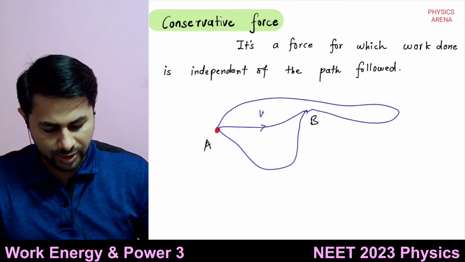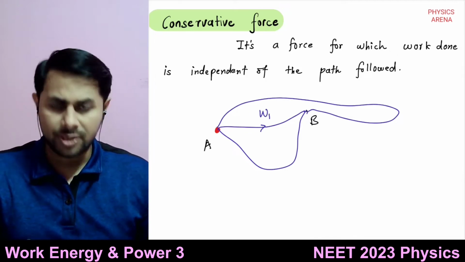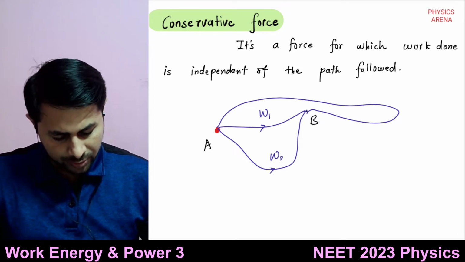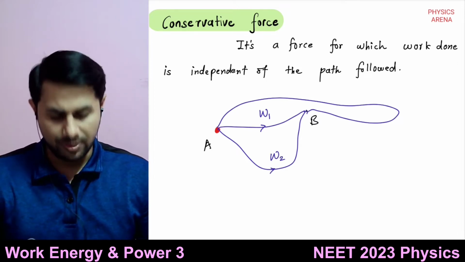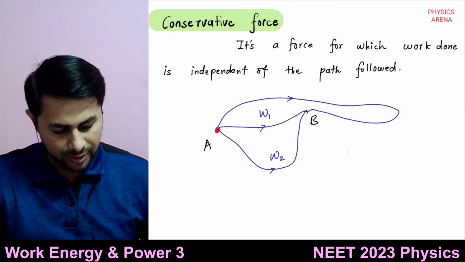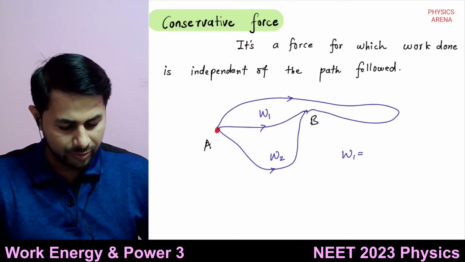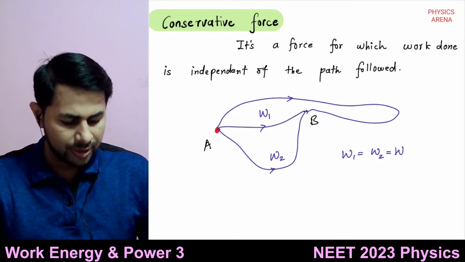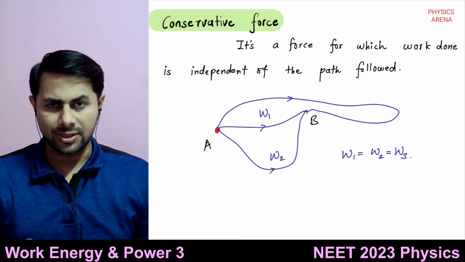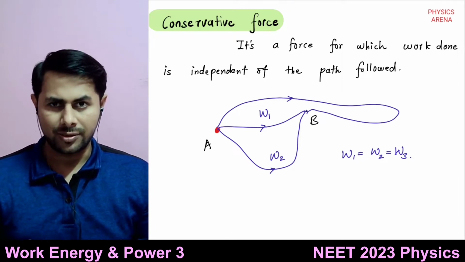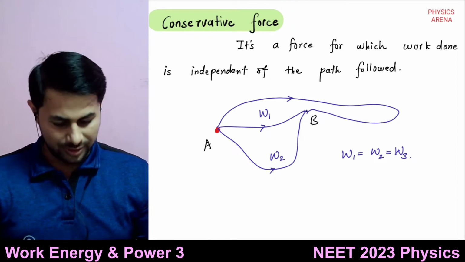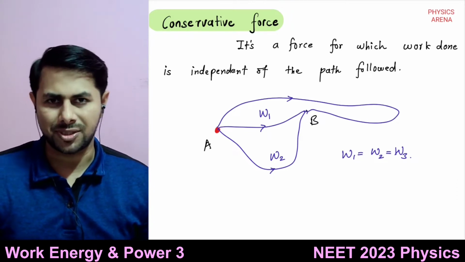Okay, so there will be work done to move it along this first path. Suppose it is W1. Work done to move it along the second path is W2. Work done to move it along this third path is W3. So W1 will be equal to W2 and it will be equal to W3. So if there are only conservative forces acting on any body, then work done does not depend on the path followed. Okay, so what are some examples of conservative forces?